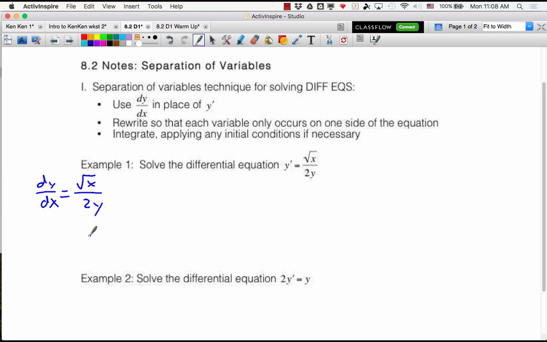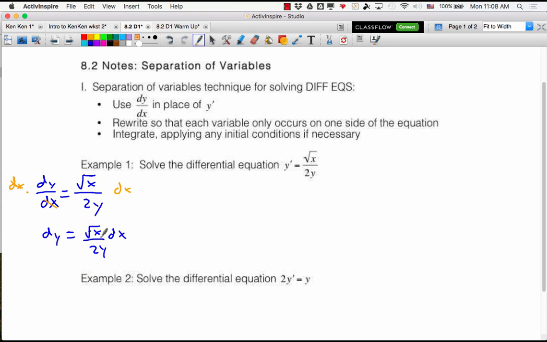You don't want your dy or your dx to be in the denominator. In this case, see the dx is in the denominator? So if I multiply both sides by dx, then my dx will no longer be in the denominator. It helps me distinguish that I'm going to put the y's on this side with dy and the x's on this side with dx. So my first step is to multiply by dx because then it's no longer in the denominator, and I'll have something that looks like this: dy equals square root of x over 2y dx.